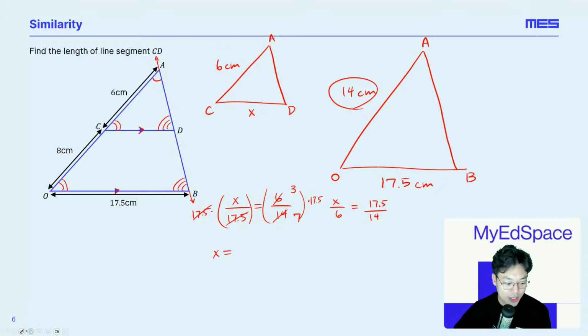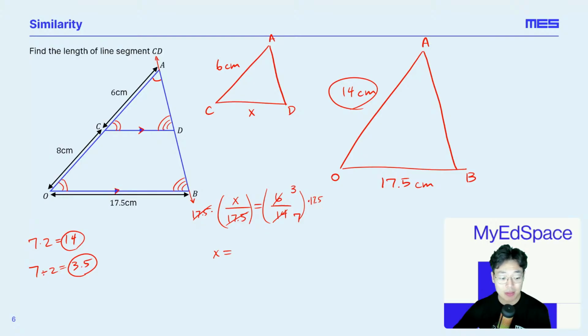17.5 and 7, let me erase this right part so you don't get confused. 17.5 and 7 have something in common here, right? 7 times 2 is 14. And 7 divided by 2 is 3.5. Notice how 14 and 3.5 make up that 17.5.